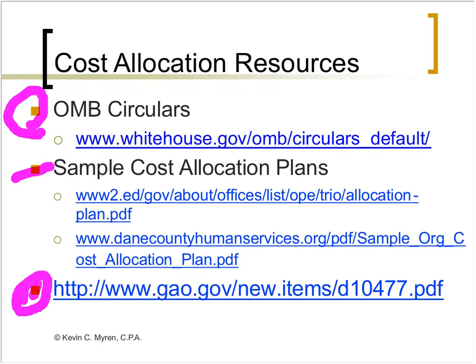And then I've included two simple but adequate cost allocation plans for you to look at. And these are, don't copy them and just change the name. Make sure that they fit your situation. But cost allocation plans don't have to be 75 pages long. They can be short, sweet, and to the point.